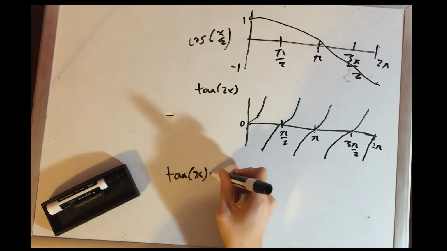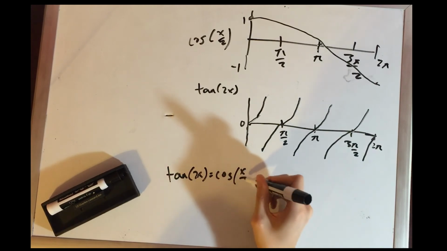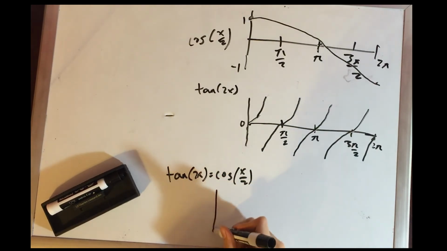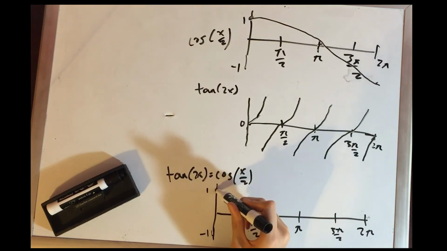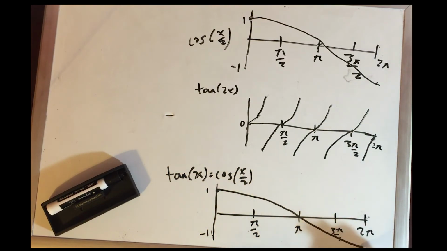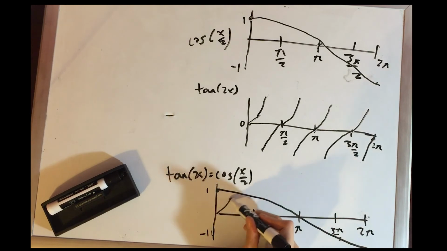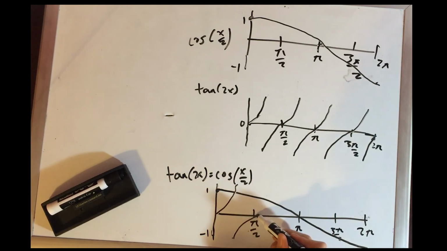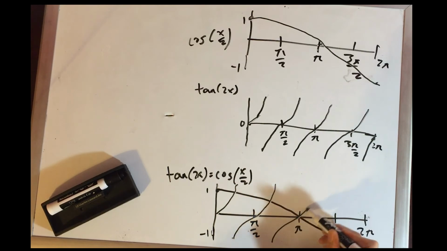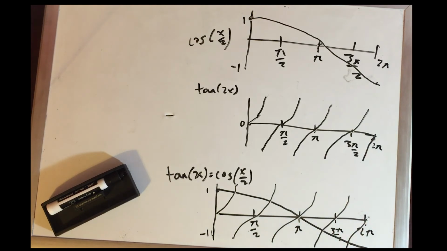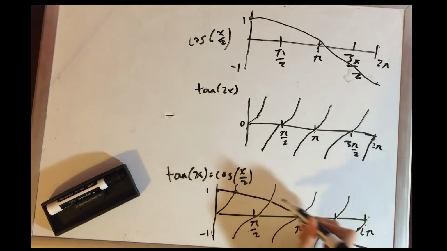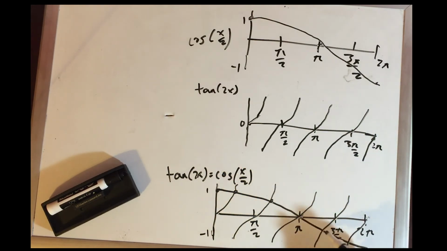Tangent of 2x equals cosine of x over 2. We'll graph them together here. Here's cosine of x over 2, and here's tangent 2x, boom, and then boom, and then boom, and then boom, and then boom. Alright, so now we just have to count how many times they intersect. Pretty simple job. You got 1, 2, 3, 4, and 5. So we count 5 intersections. That means there's 5 solutions to this equation.